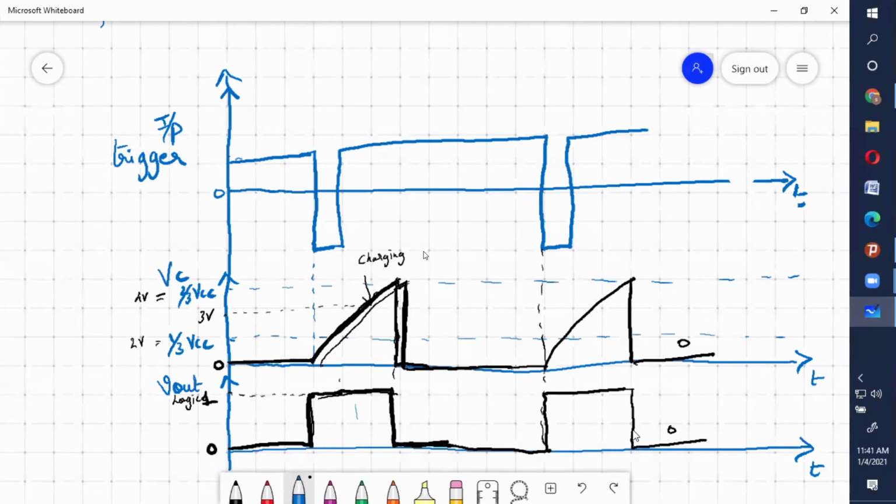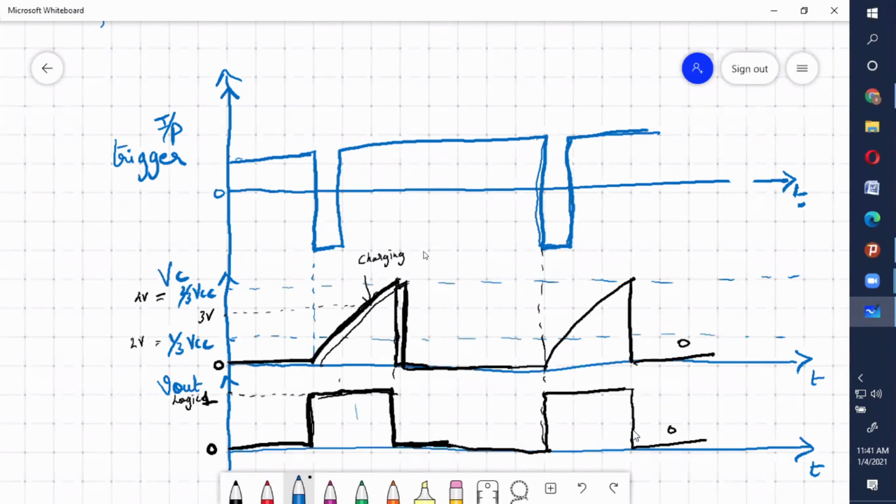Whenever you apply a negative trigger pulse, the capacitor will charge and you will get the output as logic 1. When you leave the negative trigger, the output will go to logic 0. Again, if you want one more pulse, you have to press the button. This button press is what I have shown here. Is it clear, students? Monostable multivibrator.